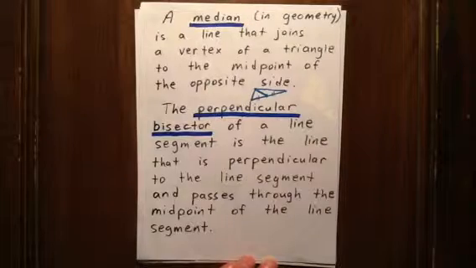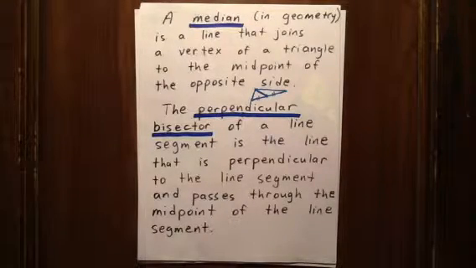On the other hand, a perpendicular bisector of a line segment is a line that's perpendicular to a line segment and passes through the midpoint of the line segment. So these are two different concepts, each of which employs the idea of a midpoint.